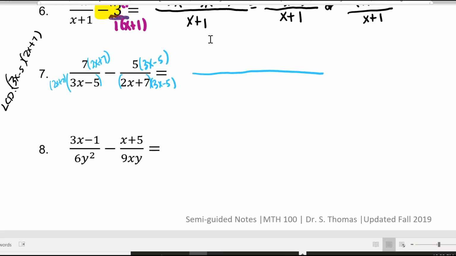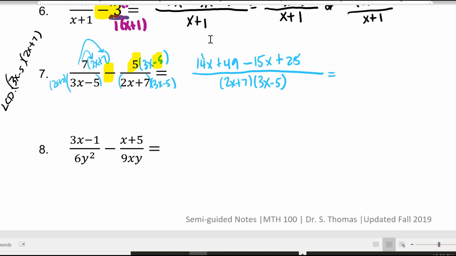So rewrite as one fraction: 2x plus 7 times 3x minus 5, or vice versa, 3x minus 5 times 2x plus 7. Now in the numerator, we're going to have to distribute over here. So that's 14x plus 49. Okay, beware that minus 15x plus 25. Okay, please learn your integer rules. There's a negative times a negative, so that's why it is positive. All right, moving on.